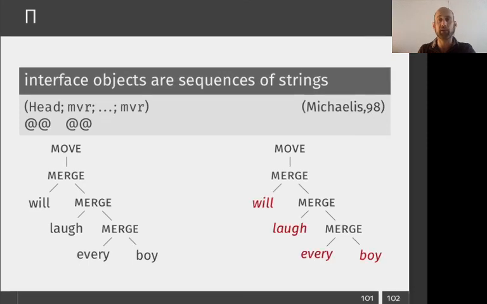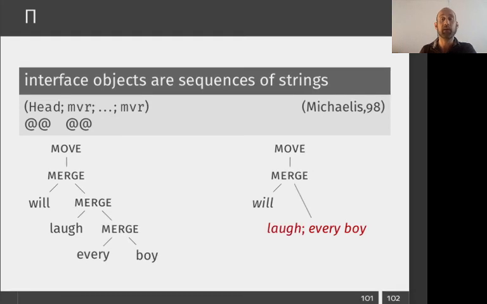What are those strings? Well, they're just will, laugh, every, and boy. Okay. What about the result of putting every and boy together? Well, that's just every and boy. The boy isn't moving, so we can just forget all of the internal structure. That is going to be pronounced as every boy. What about laugh, every boy?